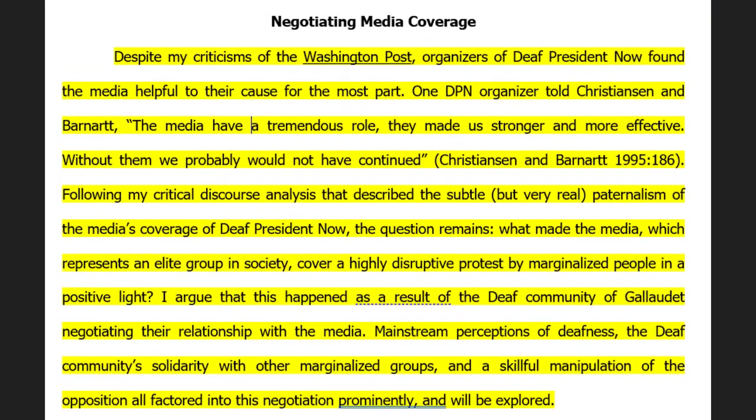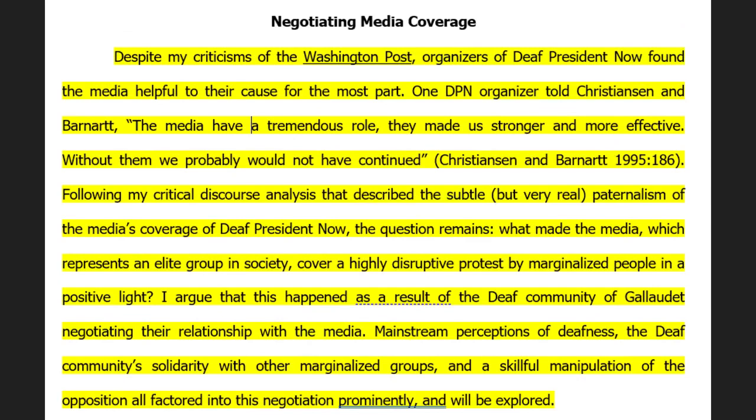So here's the first paragraph of the last main section that I called Negotiating Media Coverage. And it goes, "Despite my criticisms of the Washington Post, organizers of Deaf President Now found the media helpful to their cause for the most part. One DPN organizer told Christensen and Barnard," this is one of the academic sources I cited, so I'm quoting that source, "The media have a tremendous role. They made us stronger and more effective. Without them, we probably would not have continued." And then I provide the page number citation. Again, how to do that is covered in my last video.